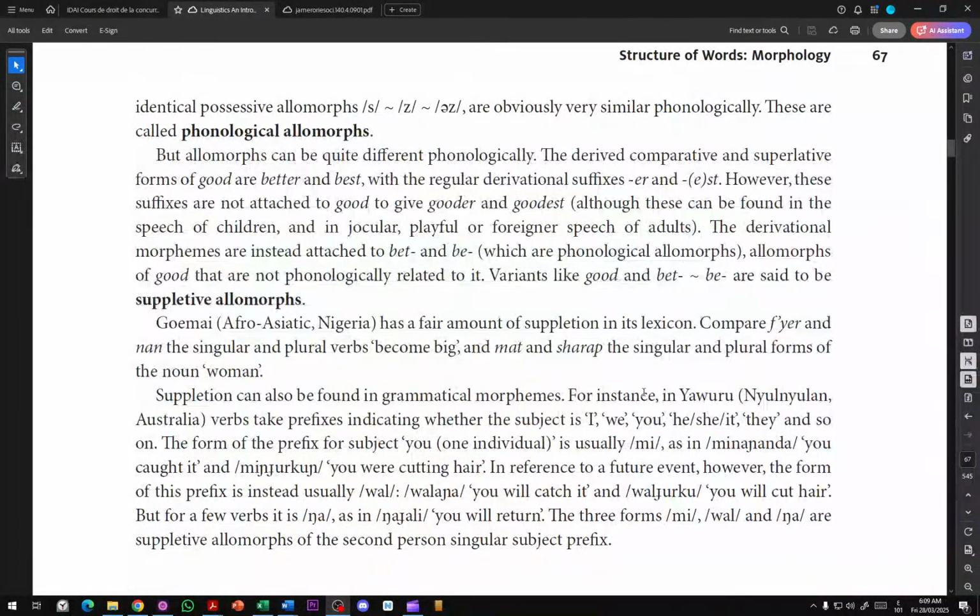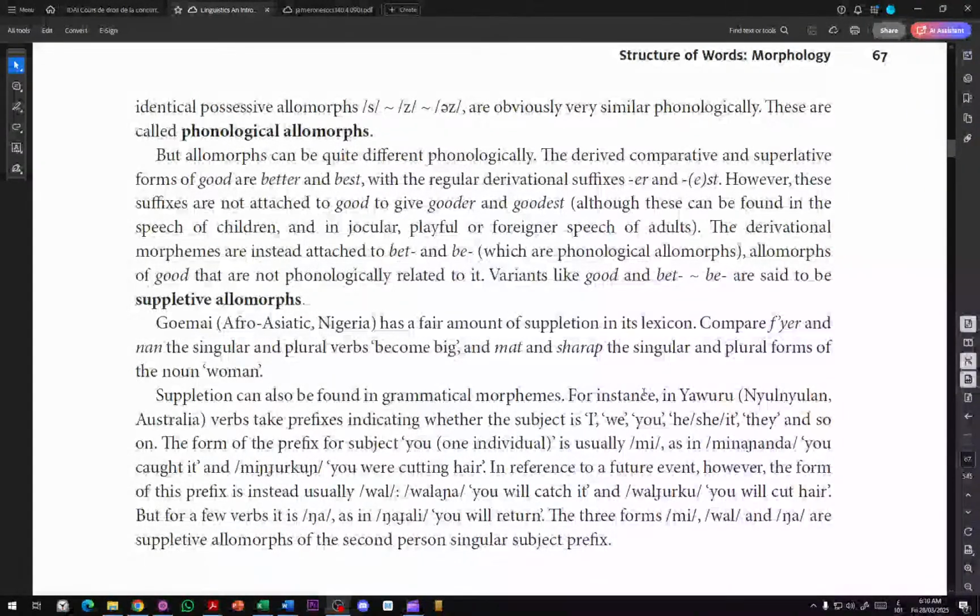Why is he saying phonologically and not phonetically? I don't know.